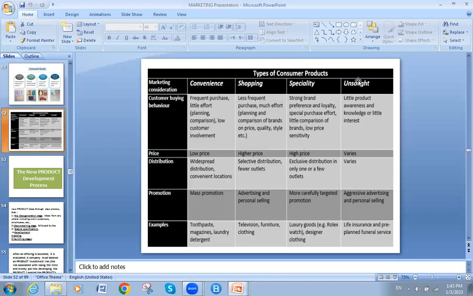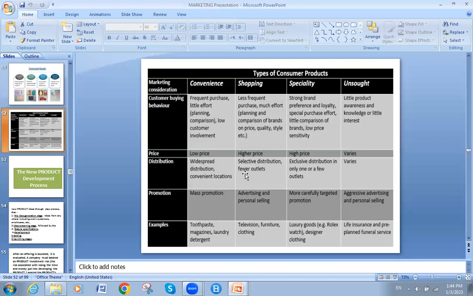Unsought, like the insurance companies, varies from company to company. Distribution: for convenience goods, you use an indirect channel of distribution. You don't go to buy a matchbox from the factory, but you go and buy it from the convenience shop. So in distribution we use the indirect channels.